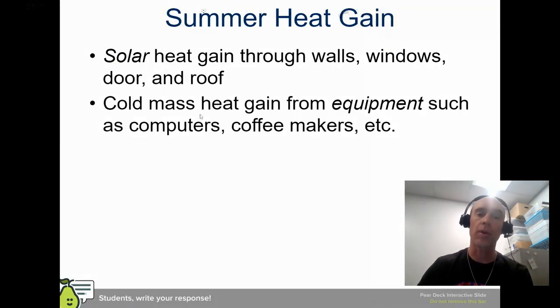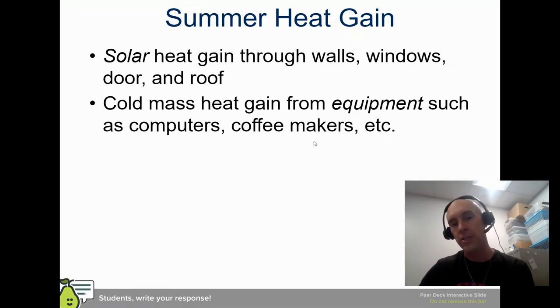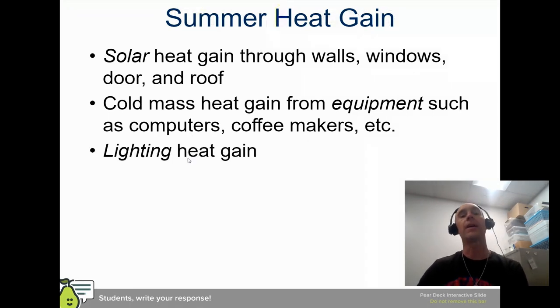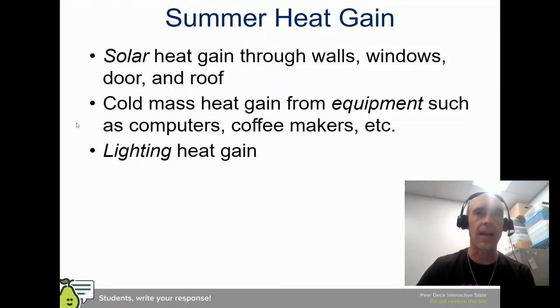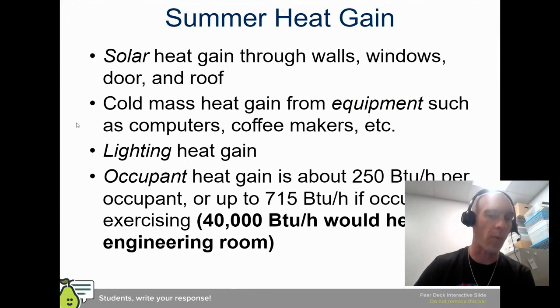And you also have heat gain from stuff like computers and coffee makers. In the engineering classroom, there's a bunch of computers. There's one coffee maker in our office. So it's really, really warm. Lighting also has heat gain. Now we have less of it with fluorescent lights and LED lights. We used to have a lot more of it with the standard incandescent light bulbs because they were really warm.